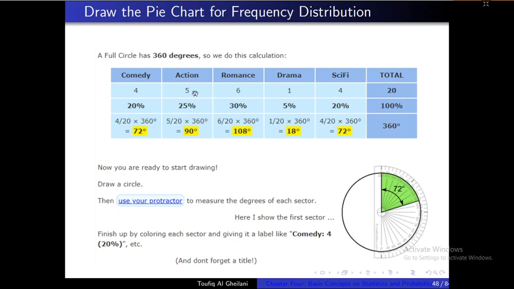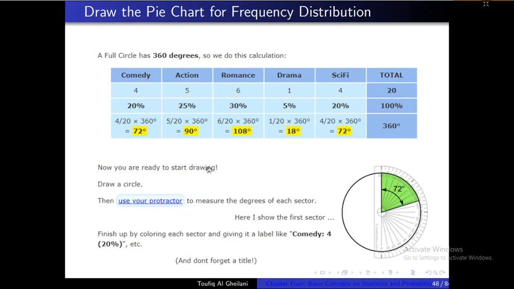360 degrees. So for action, how many people? 5, divide by the total and we multiply by 360 degrees, we get 90 degrees. For romance, how many people? 6, divide by the total times 360 degrees, we get 108 degrees. For drama, we get 1 student or person, divide by total 20 times 360 degrees, we get 18 degrees. And for sci-fi, we get 72 degrees.